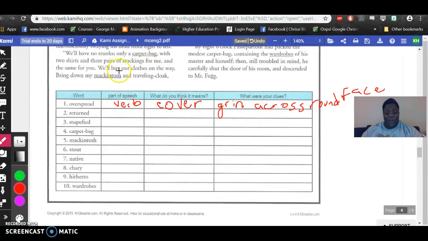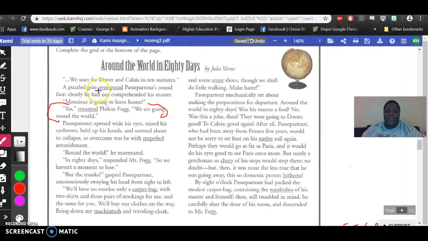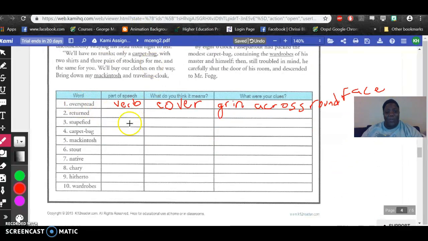Okay, so return. What does return mean? If it were modern day English, it would probably say "yes," replied Phileas Fogg. So the part of speech is another action, an action word here, so we're going to put this one as a verb. What do you think it means? Like I said, in modern English, it would probably be replied. To return is to reply.